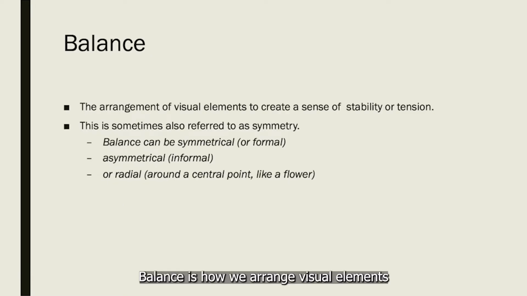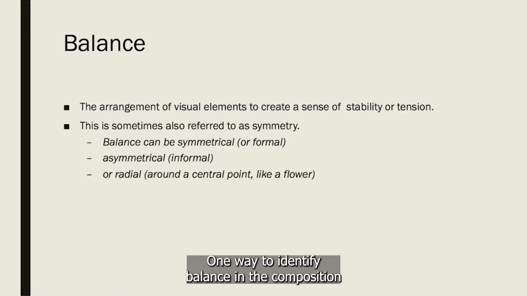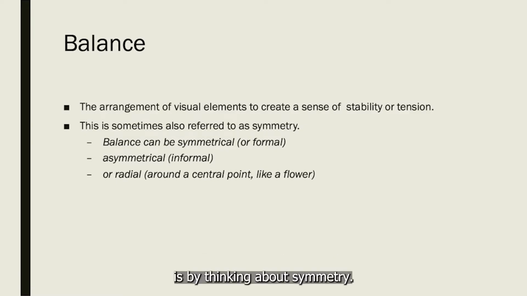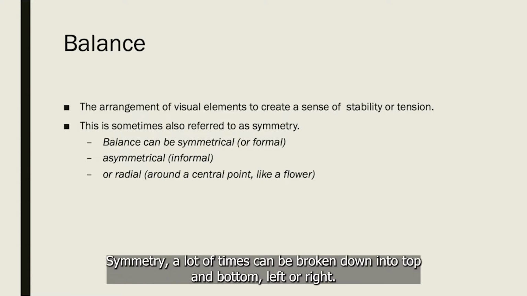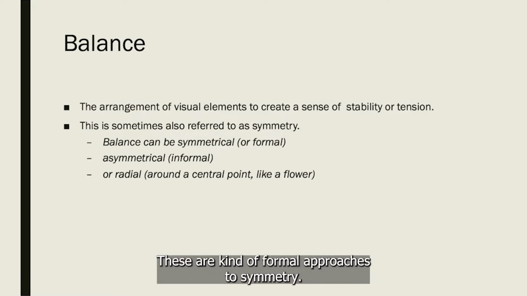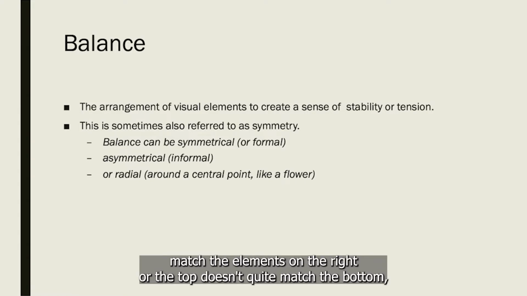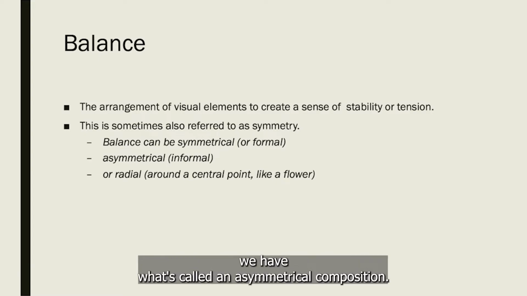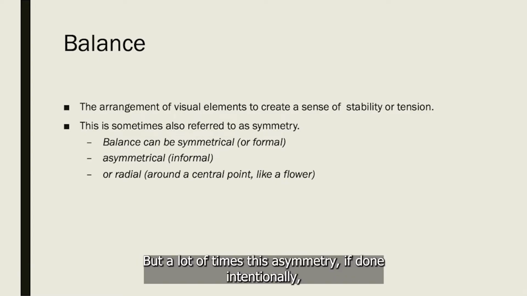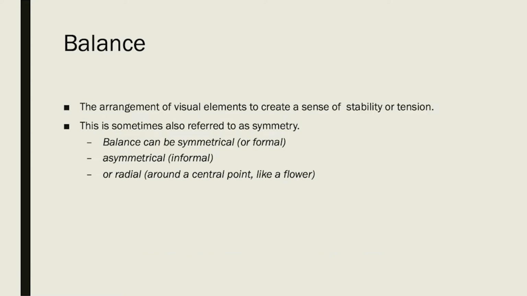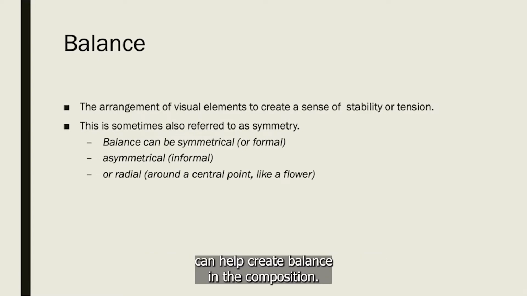Balance is how we arrange visual elements to create a sense of stability or tension. One way to identify balance in a composition is by thinking about symmetry. Symmetry a lot of times can be broken down into top and bottom, left or right. These are formal approaches to symmetry. Whenever we divide a composition in half and the elements on the left don't quite match the elements on the right, or the top doesn't quite match the bottom, we have what's called an asymmetrical composition. But a lot of times this asymmetry, if done intentionally, can help create balance in a composition.